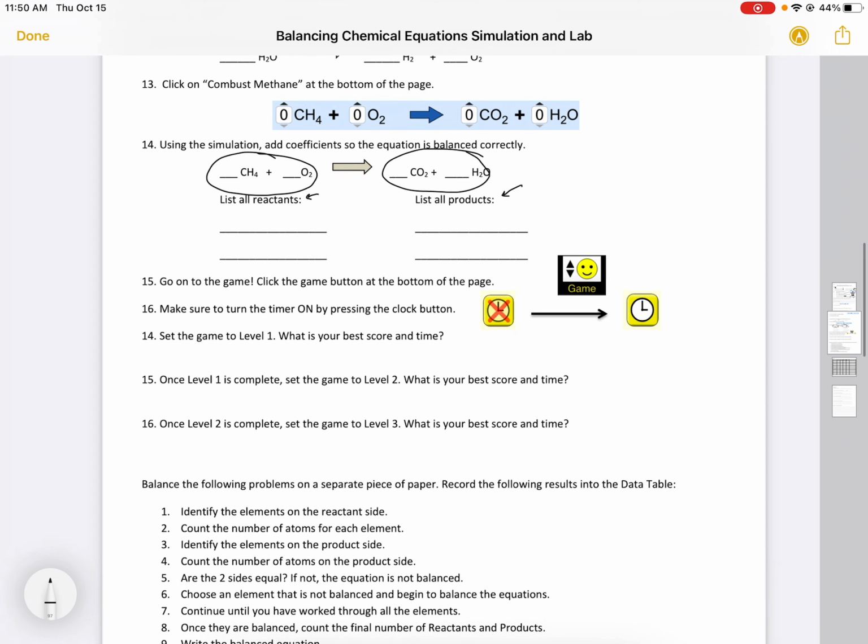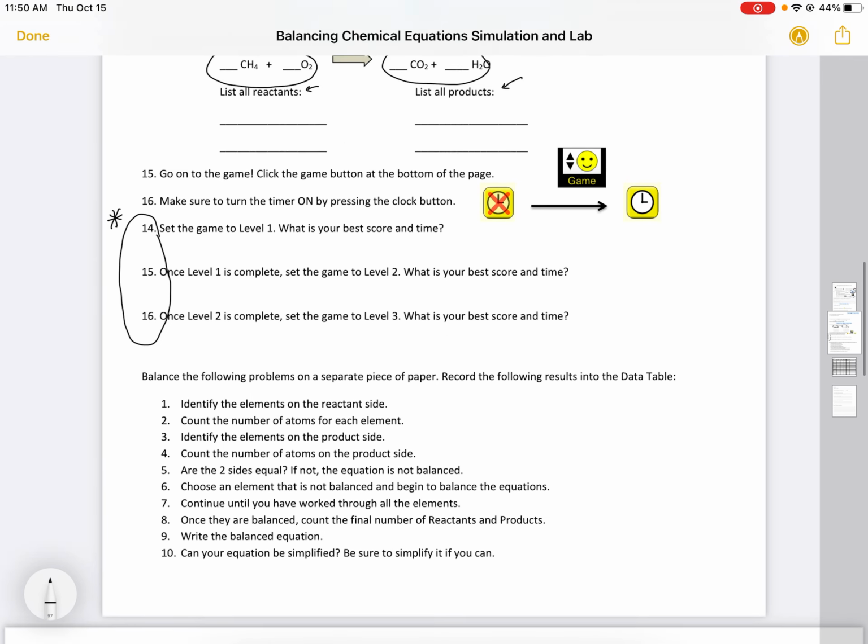So you'll start with level 1 and then 2 and then 3, and tell me your best scores and times. This is just mostly so that you get some practice here. Do each one at least once. Even if your score's not great, even if your time's not great, that's okay. Tell me what they are. And then you can move on. You can also come back and do this last if you want to get some more practice balancing equations before you play the games.